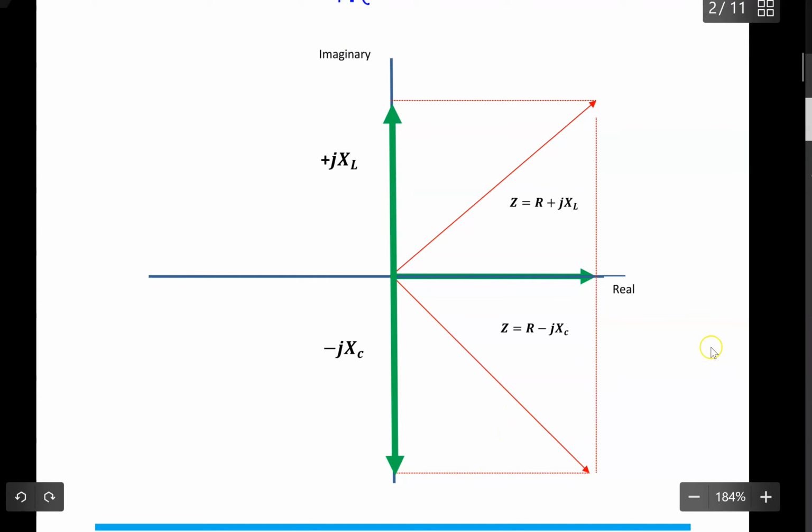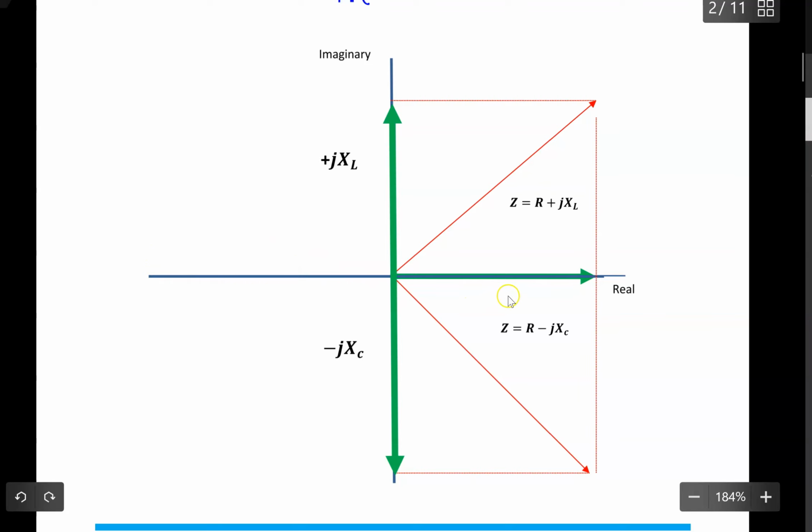So the complex plane consists of the vertical imaginary axis and the horizontal real axis. We are going to concentrate on the positive part of this imaginary axis, which is the positive J, and we also concentrate on the negative part of this imaginary axis, which is the negative J, and also the positive part of the real part of this complex plane. Note that we are not talking about any negative part of this real axis.